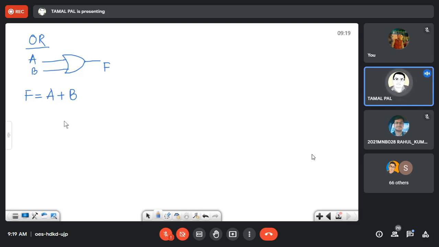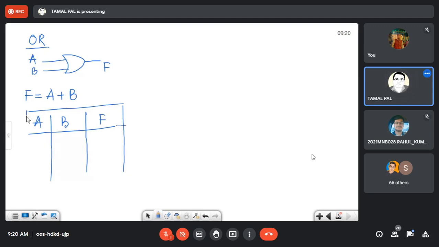Now, what will be the truth table of it? So, let us organize the information. We can also produce the permutations of inputs, because with 2 bits, we know how many permutations are possible.